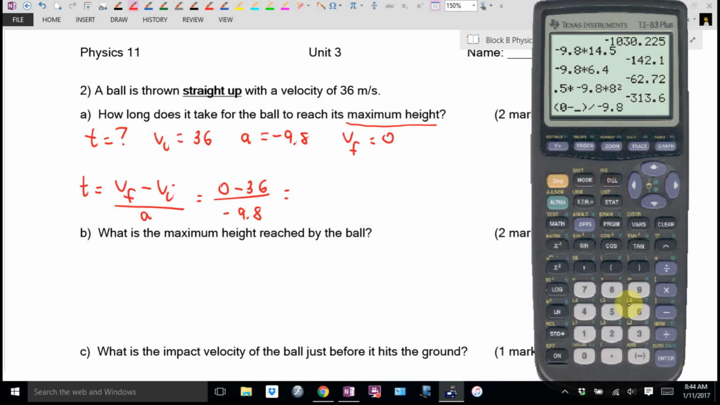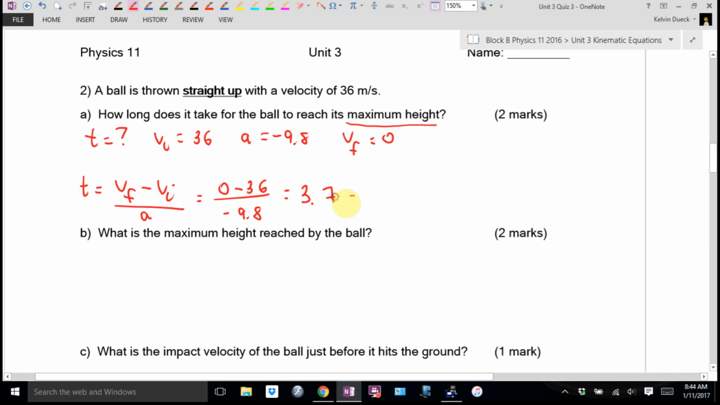I caught that, but you said it too. 3.67 seconds? I guess technically 3.7 seconds if I go to 2 sig figs, which I really should in this question, but I'm not going to be that fussy. So I'll write 3.7 seconds. That gets you 2 out of 2. Otherwise, 1 mark for the equation, half mark for the answer, and half mark for the numbers.